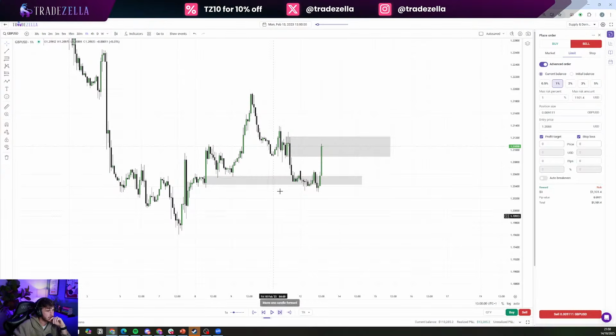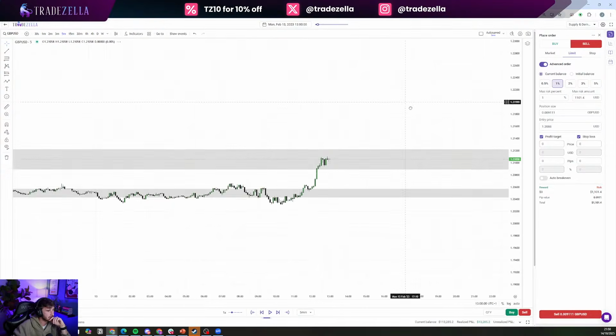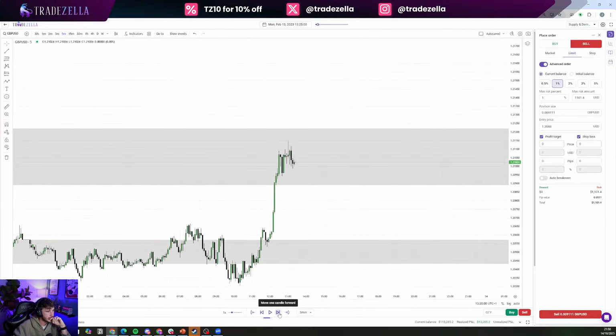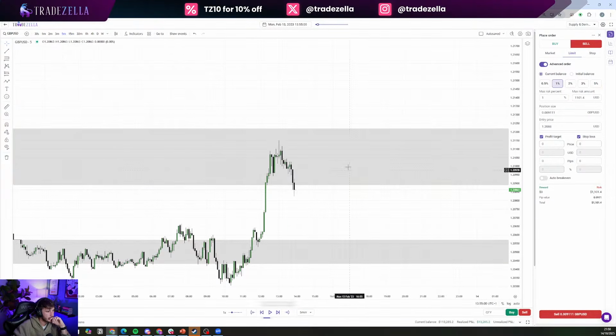Okay, so we do tap back into our area now. So let's look for a 5-minute entry and see if we can get that. Okay, so we do get our breaker structure here, right? And I would probably class this whole thing right here.